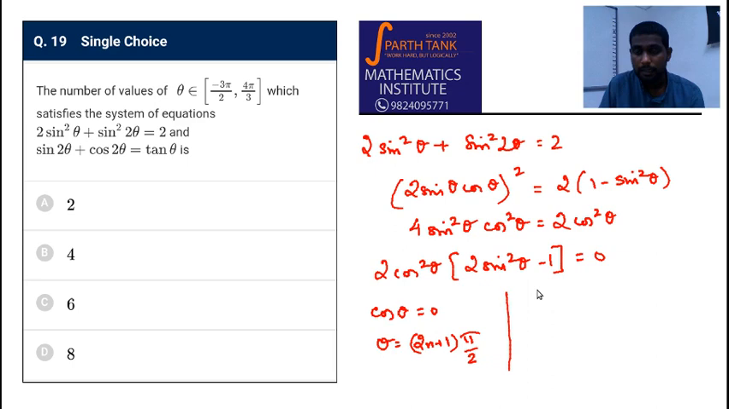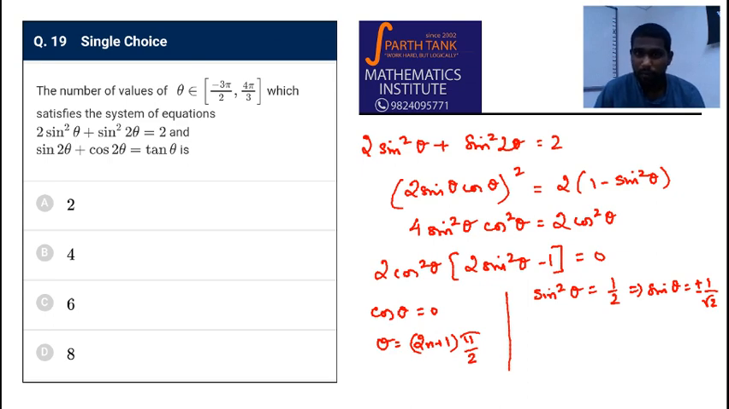Or sine square theta can be 1 by 2, or sine theta is plus or minus 1 by root 2. So theta can be all these: 45, 135, 225, what do we have on the other side, 315, all these angles, multiples of pi by 4.